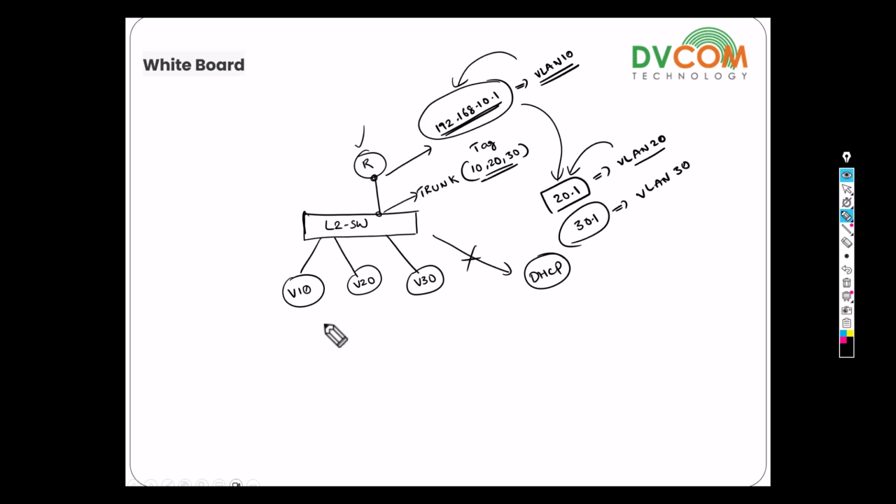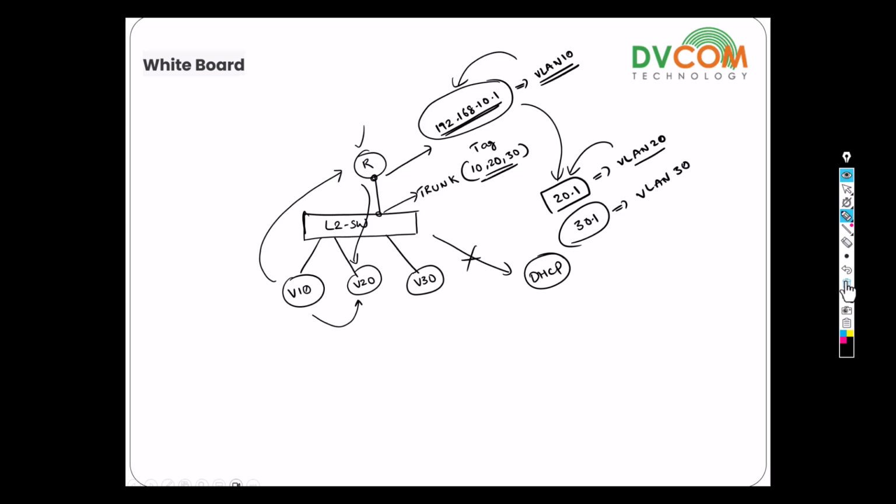So in case VLAN number 10 wants to talk to VLAN number 20, all the information will be sent to the router, because the router is acting as the gateway for VLAN number 10, and the router is going to reroute this traffic to VLAN number 20. This is how it's going to forward it.